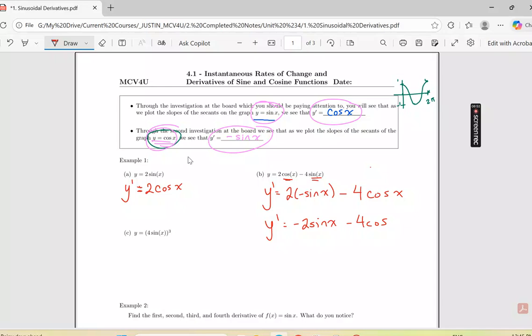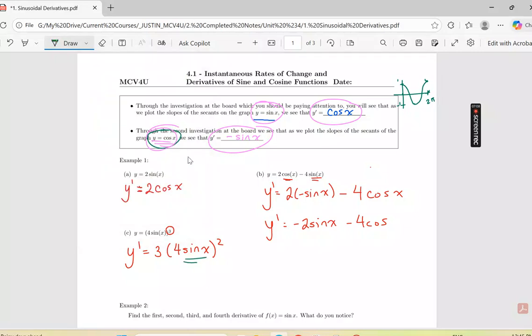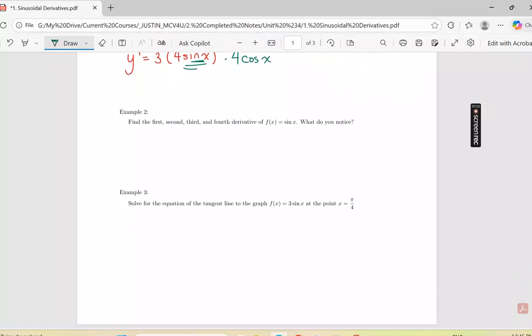Over here we've got a power rule and a chain rule. So the derivative of this would be 3 times 4 sine x squared. Power rule first, right? Then the chain rule. So now we have to find the derivative of the inside, which is just times 4. The derivative of sine x is just cos x, so 4 cos x. Done. Again, don't simplify these. I just want you to see that you're able to find the derivative as opposed to simplifying functions.